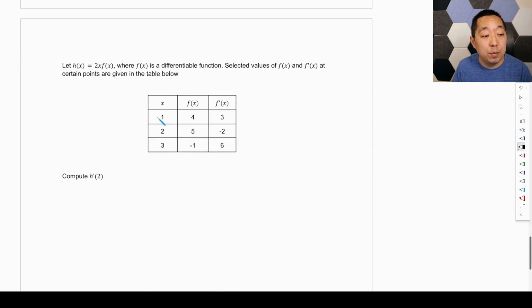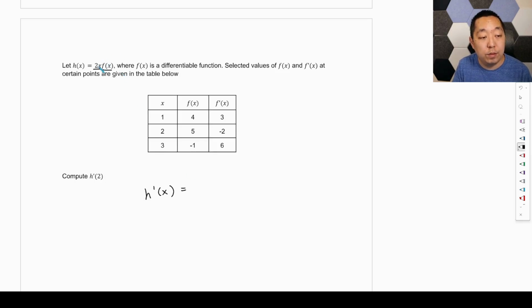Sometimes you might be given a table and a combination of things. Let h of x equal 2x f of x, where f of x is a differentiable function. Selected values of this are given on the table. Compute h prime of 2. So first, let's compute h prime of x. We're multiplying two functions. We're multiplying 2x times f of x.